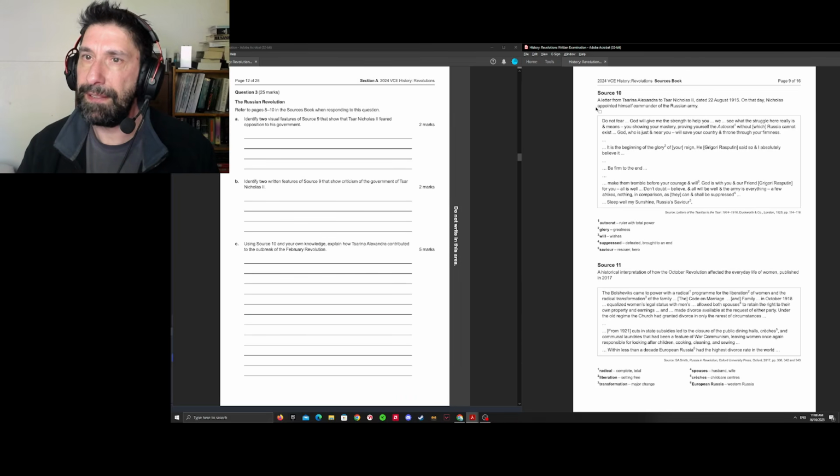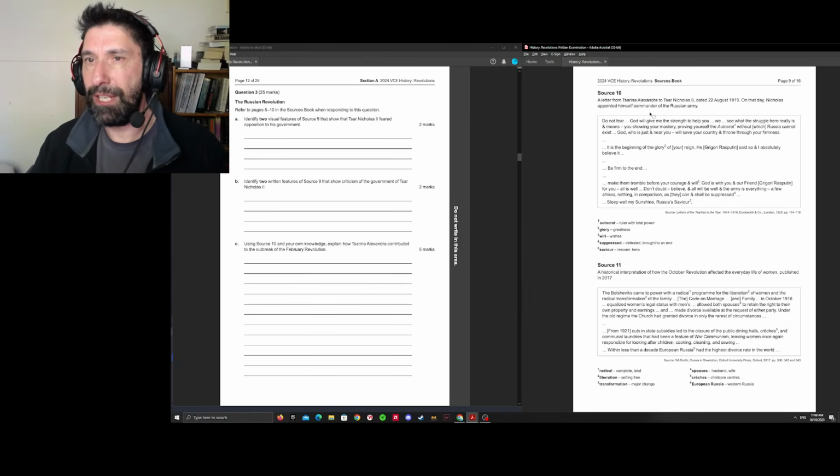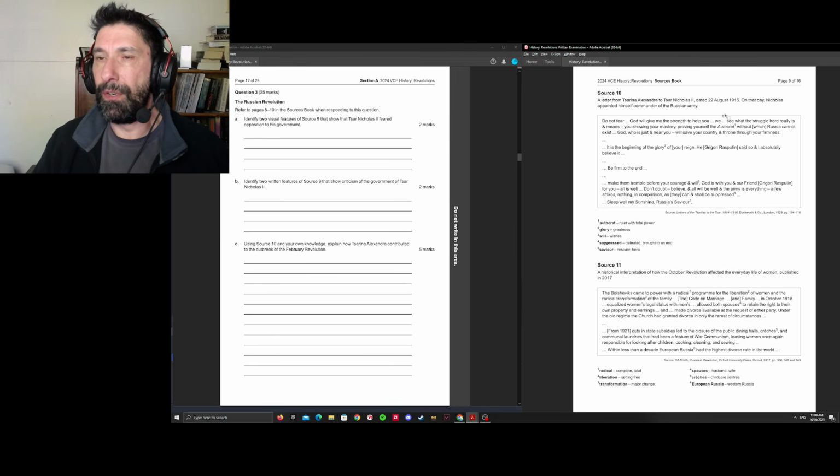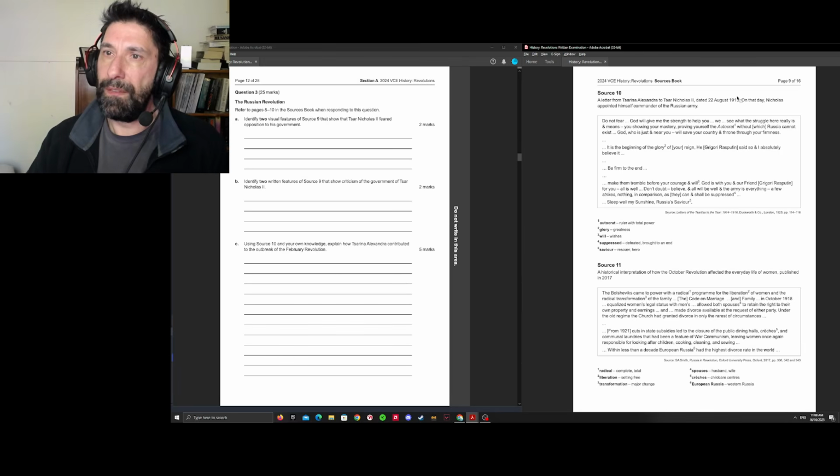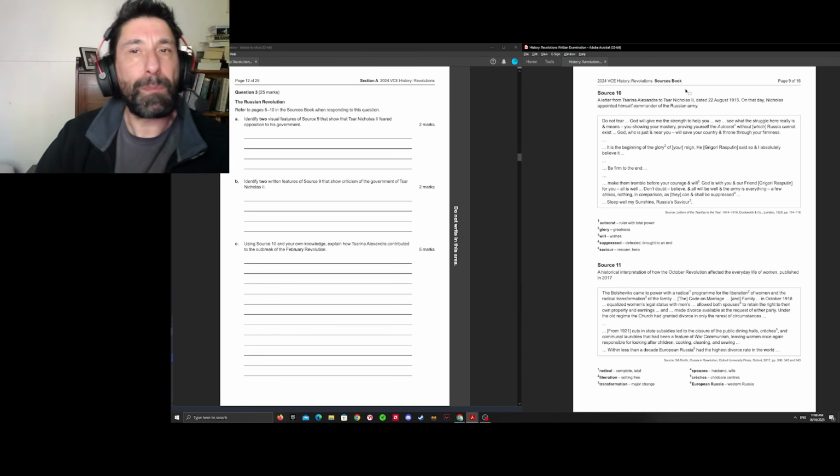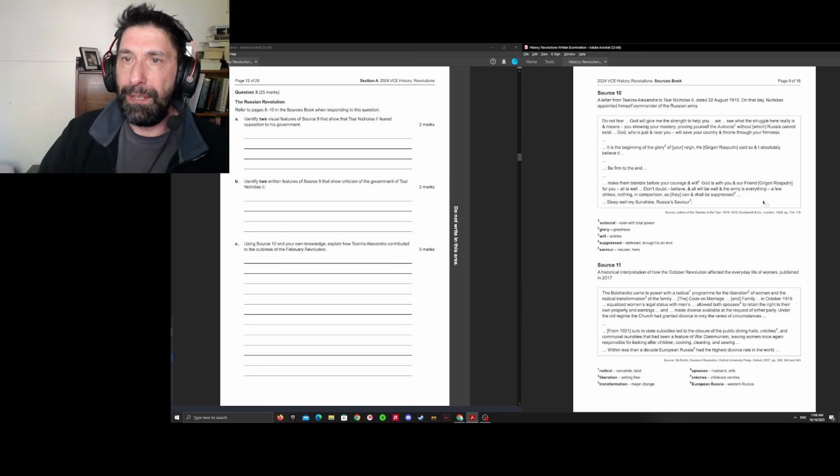A letter from Tsarina Alexandra to Tsar Nicholas II, dated 22nd of August 1915, on the day that Nicholas appointed himself commander-in-chief of the Russian army. He goes to the front from about now right up until the February Revolution. He comes back occasionally to Petrograd, but he pretty much leaves the control of the civilian government in the hands of the Tsarina and her friend Rasputin. So here is a written source.